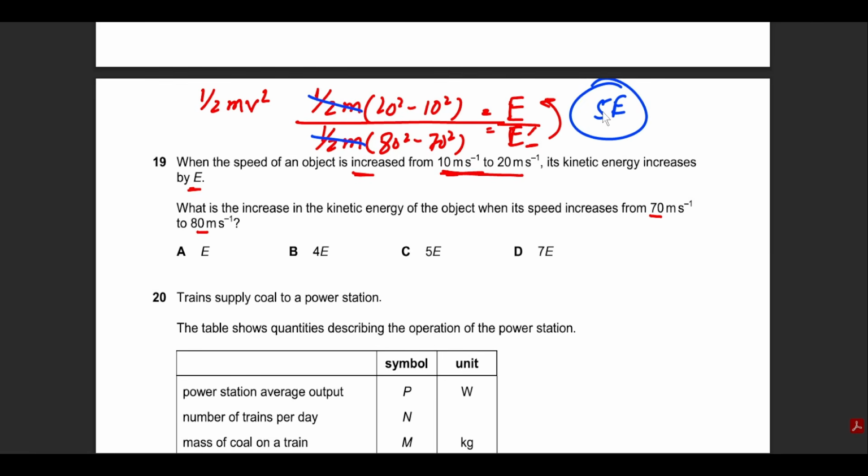So you could have done it this way: E dash, the new energy, divided by E, which we have labeled as 20 to 10, 20 to 10 square, 10 square to 20 square is E. So this is going to be 80 squared minus 70 squared divided by 20 squared minus 10 squared. E goes there, and you get your answer.